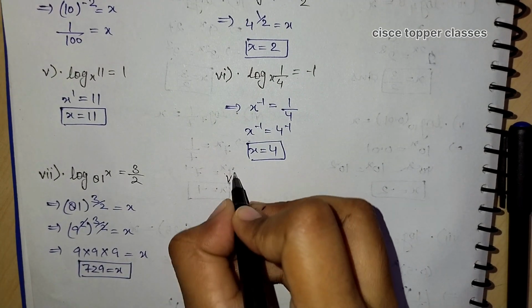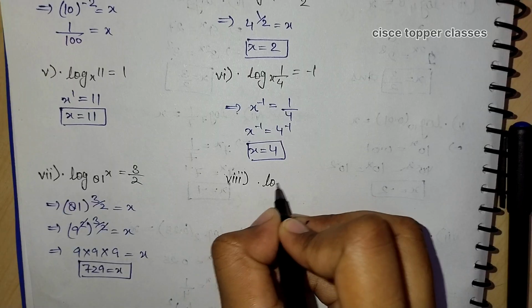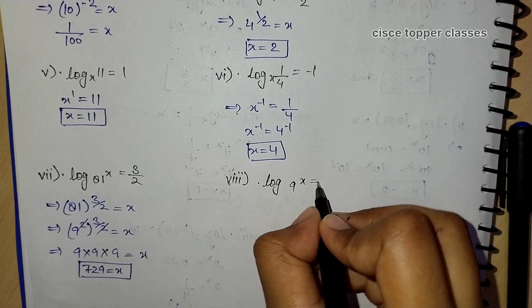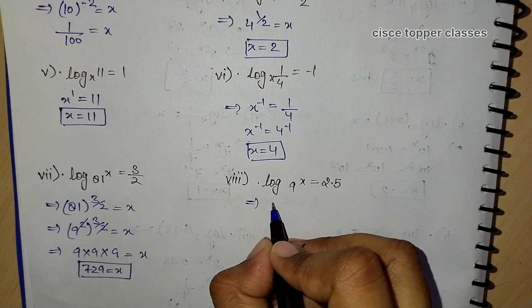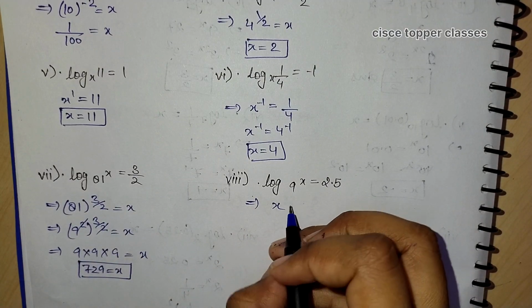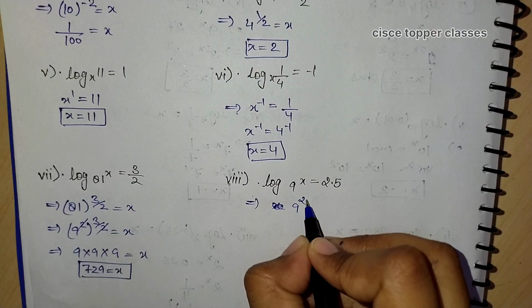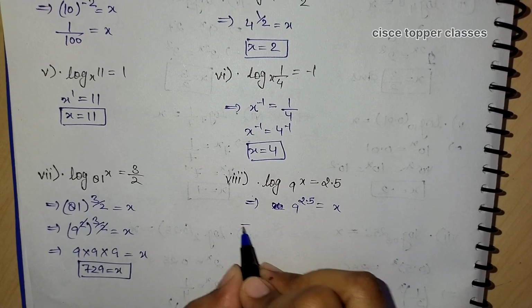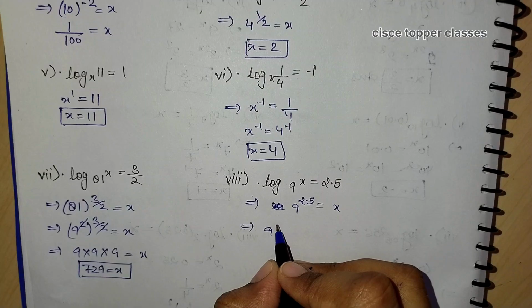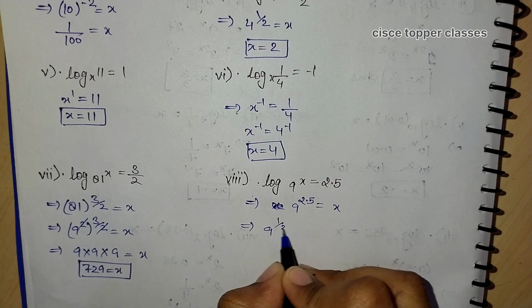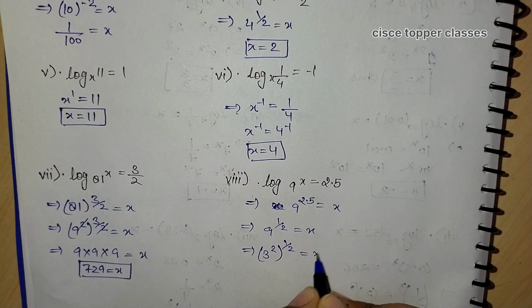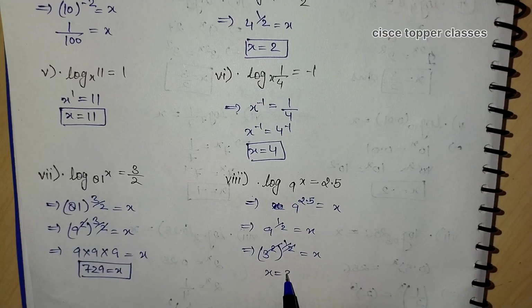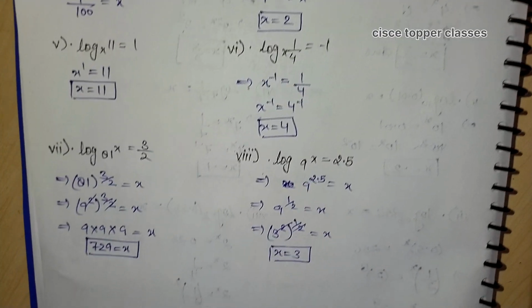Now the eighth part here is log of x with base 9 equal to 2.5. Here we can write this part as 9 to the power 2.5 equal to x from here. So it will be 9 to the power 5 by 2 equal to x, and here we can write 3 to the power 2 whole power 5 by 2 equal to x. 2 will be cancelled out, and x is equal to 3 from here. So this is the answer.